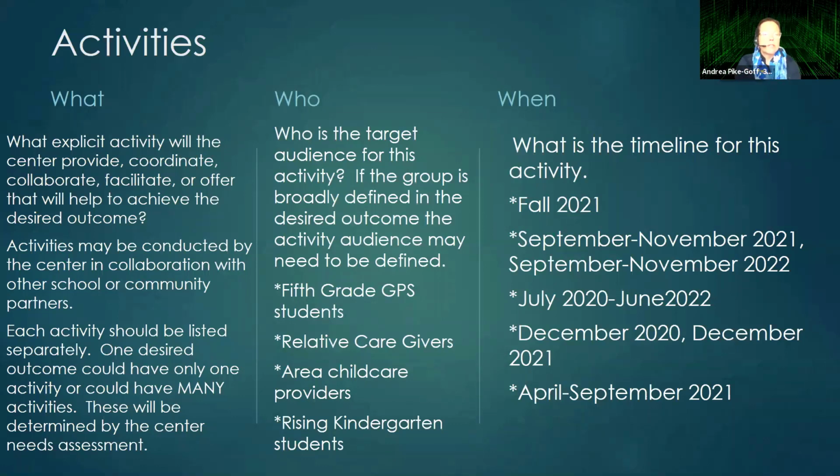So what do we want to do? What is the explicit activity that the center is going to provide, coordinate, collaborate, facilitate, or offer that will help to achieve our desired outcome? What is the activity going to be? And then our activities should be conducted by the center or in collaboration with other school or community partners.